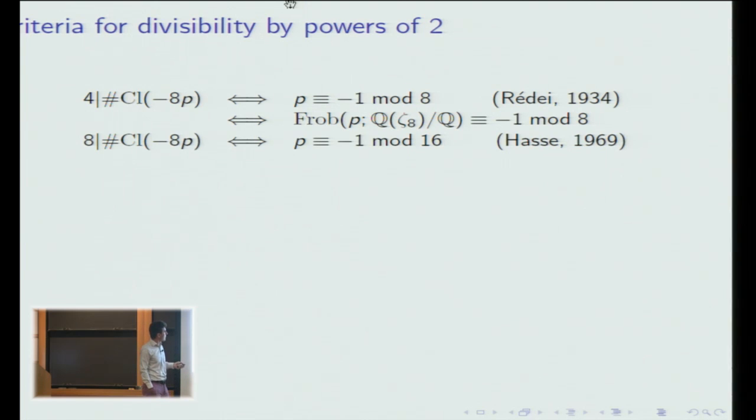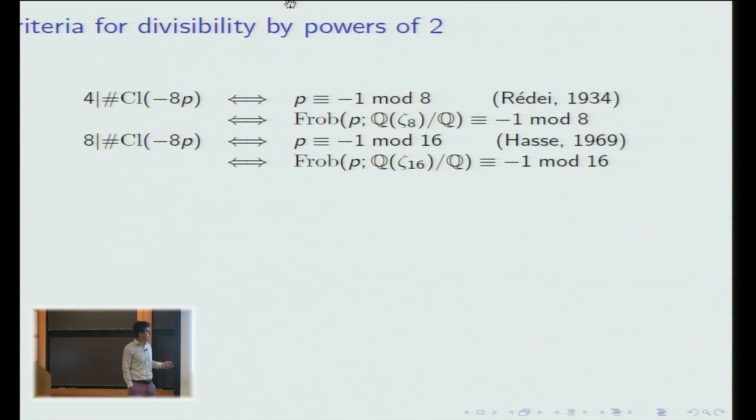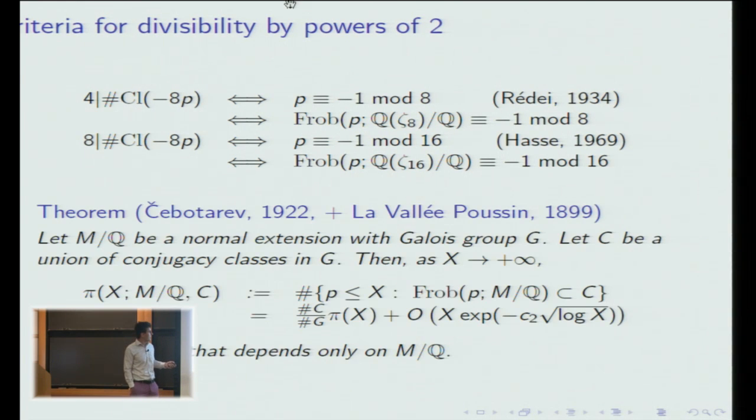Rédei proved that divisibility by 4 is equivalent to the prime being minus 1 mod 8, and Hasse proved that divisibility by 8 is equivalent to p being congruent to minus 1 mod 16. The significance is that these conditions can be expressed in terms of the splitting behavior of p in some extension that does not depend on p. In these two cases, you look at the cyclotomic fields generated by the 8th and 16th primitive roots of unity, respectively. To decide how often these cases occur, you can use the Chebotarev density theorem.